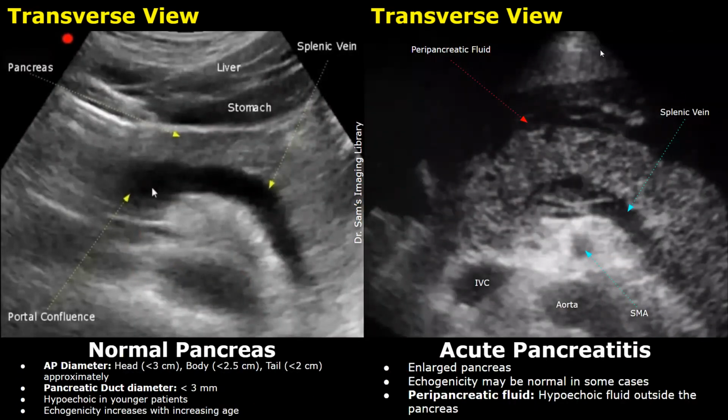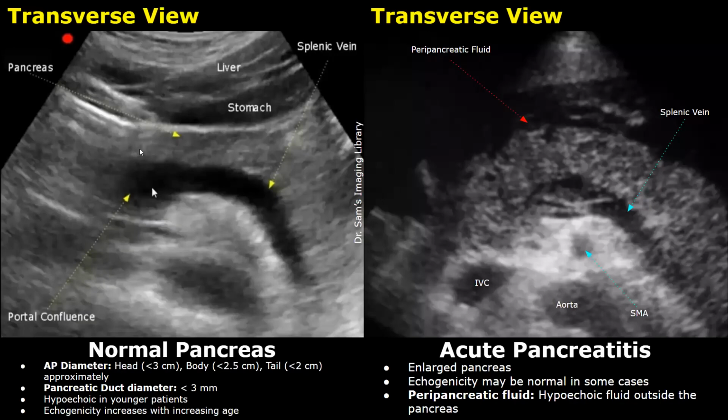We will compare the normal image of the pancreas with acute pancreatitis. The transverse plane is very helpful in imaging the pancreas. This is the normal pancreas in transverse plane. The liver can be used as a window to scan the pancreas. This is the pancreas. It has 3 main parts which are visible in transverse plane: the head, body, and tail. In the image, the head is seen on the left side, which is the right side of the patient.